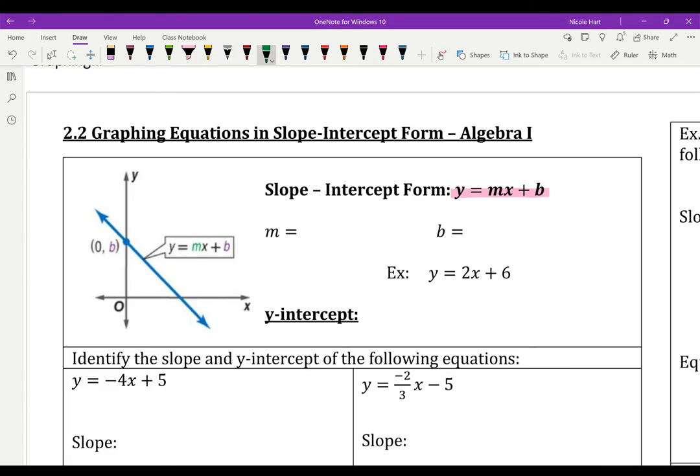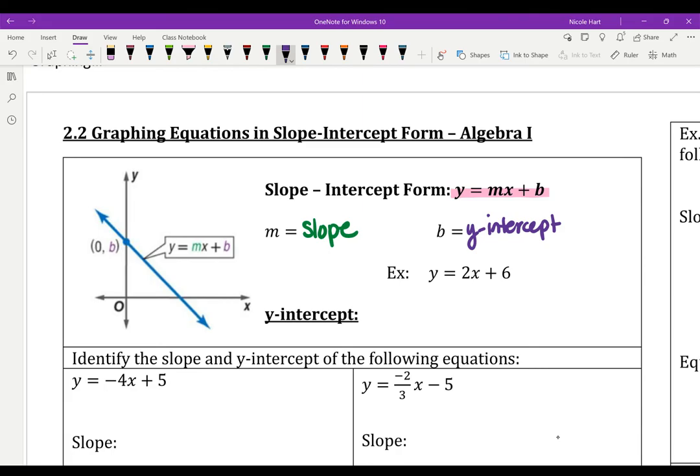Now, the m, as we learned, was slope. The m is our slope. The x and y are going to stay as x and y. And the b is what we call the y-intercept. And the y-intercept is a location on our graph.